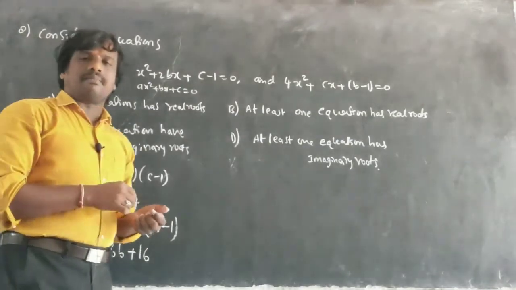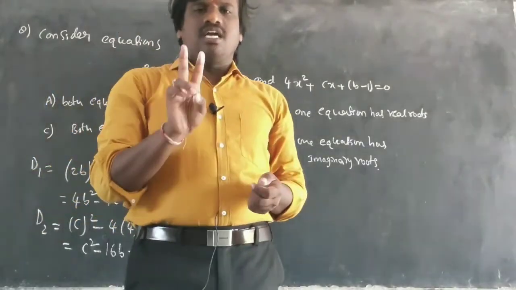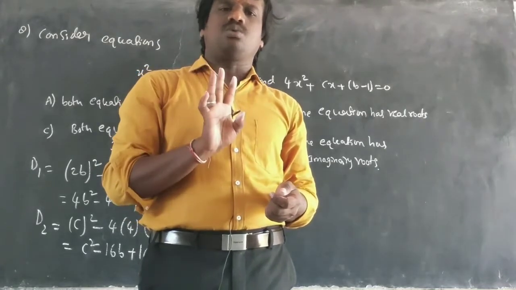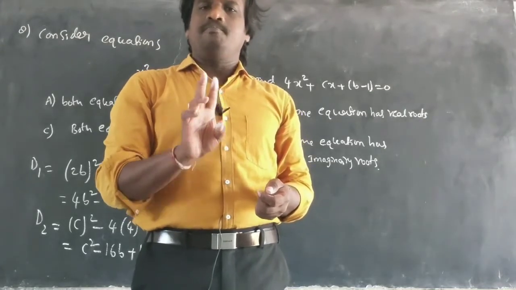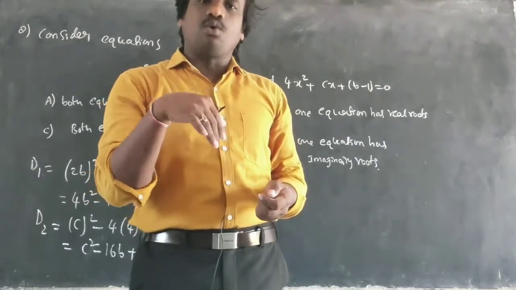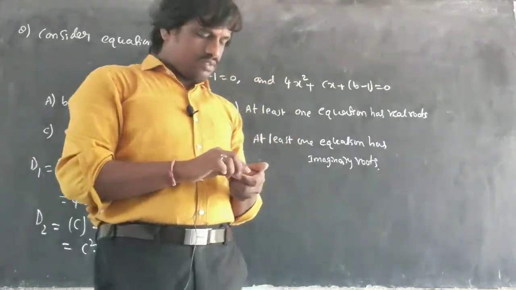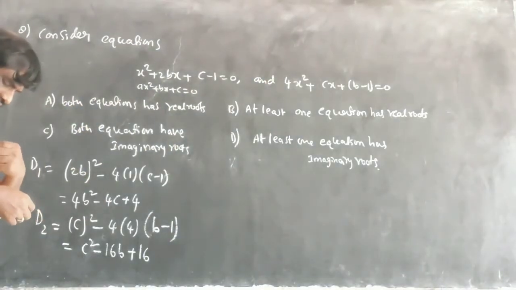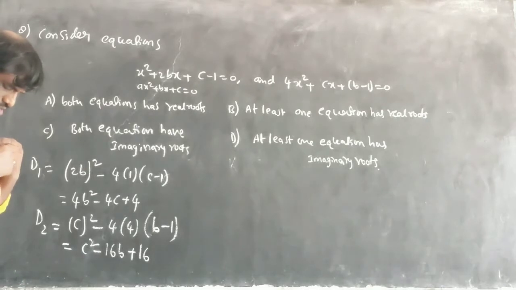Now to determine this you can do two things: D1 plus D2 or D1 into D2. You have to find only two things. Either you find D1 plus D2 and check it. If you are not getting the answer, then go for D1 into D2. Now, according to this condition, what I can write here, let me make it proper.